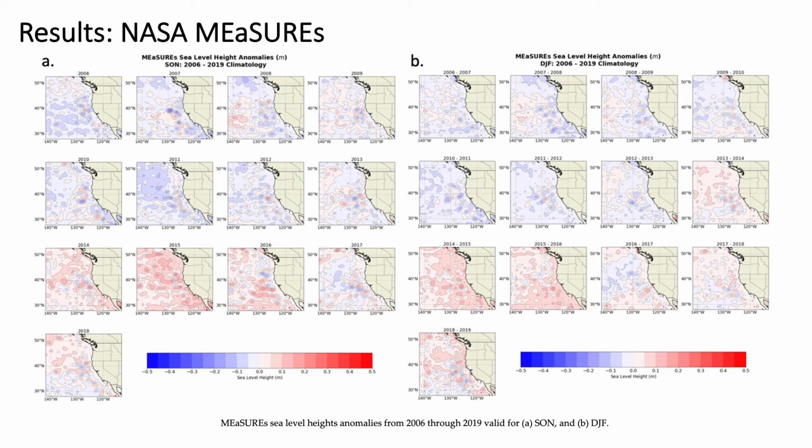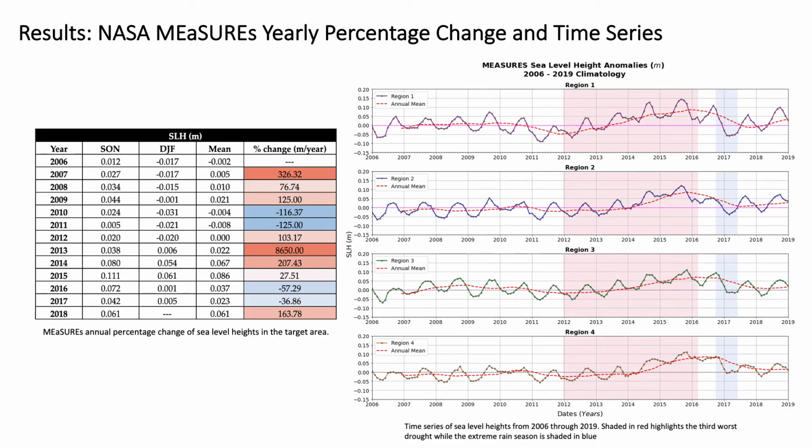In '16, '17, you can see in December, January, February, there's this cool water pool here. That is associated with all the storm tracks that came through here during that set of few months. And we want to actually look at what the yearly percentage change was in the 4 quadrants. So what we did was we took the domain and broke it down into 4 subdomains, and you can see that in a time series here.